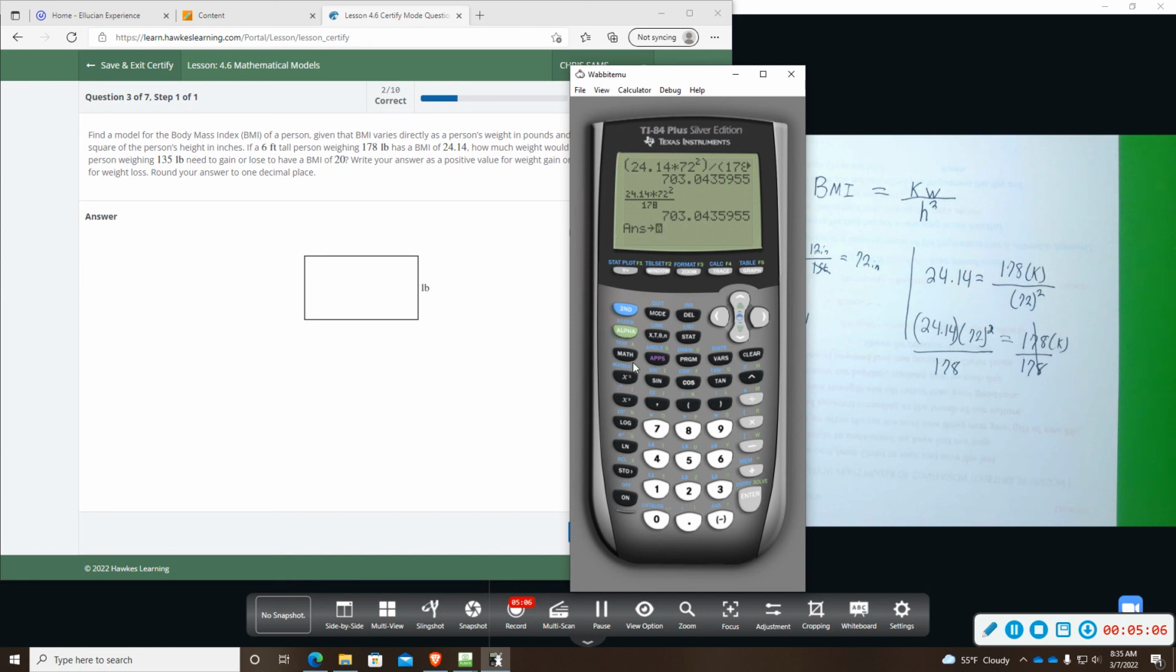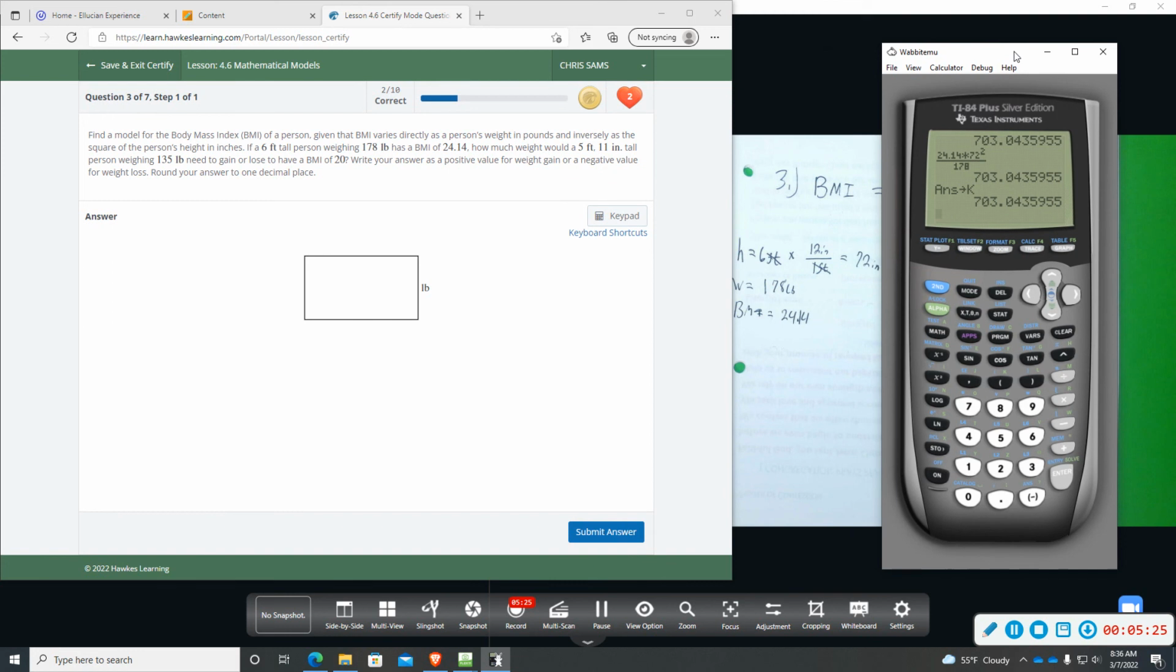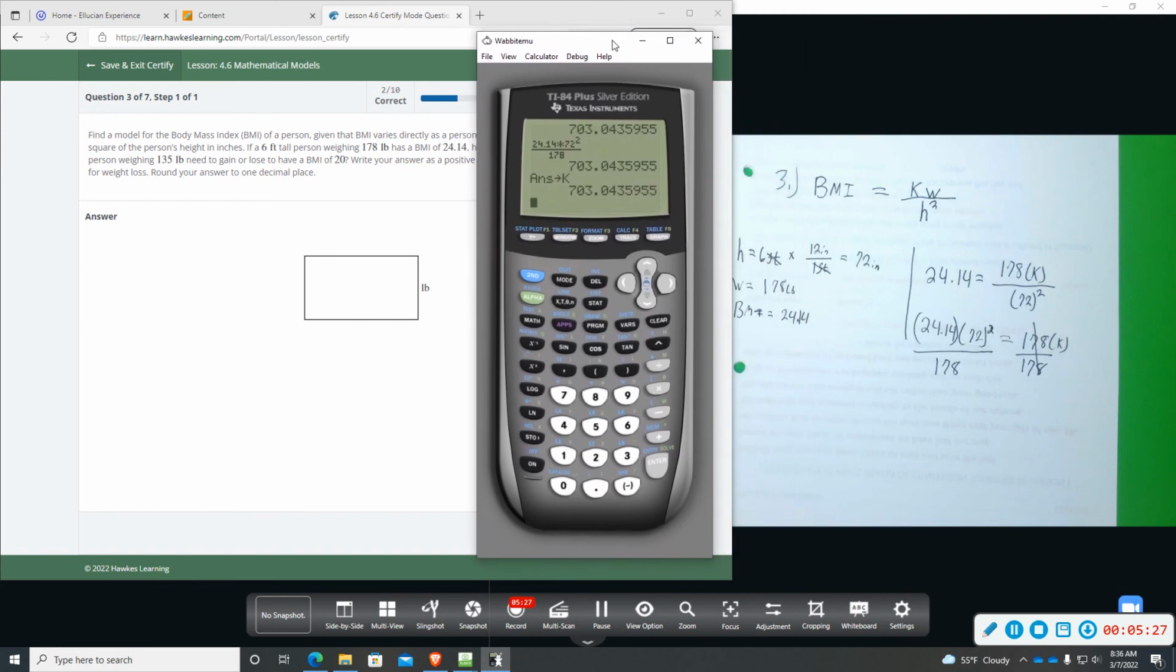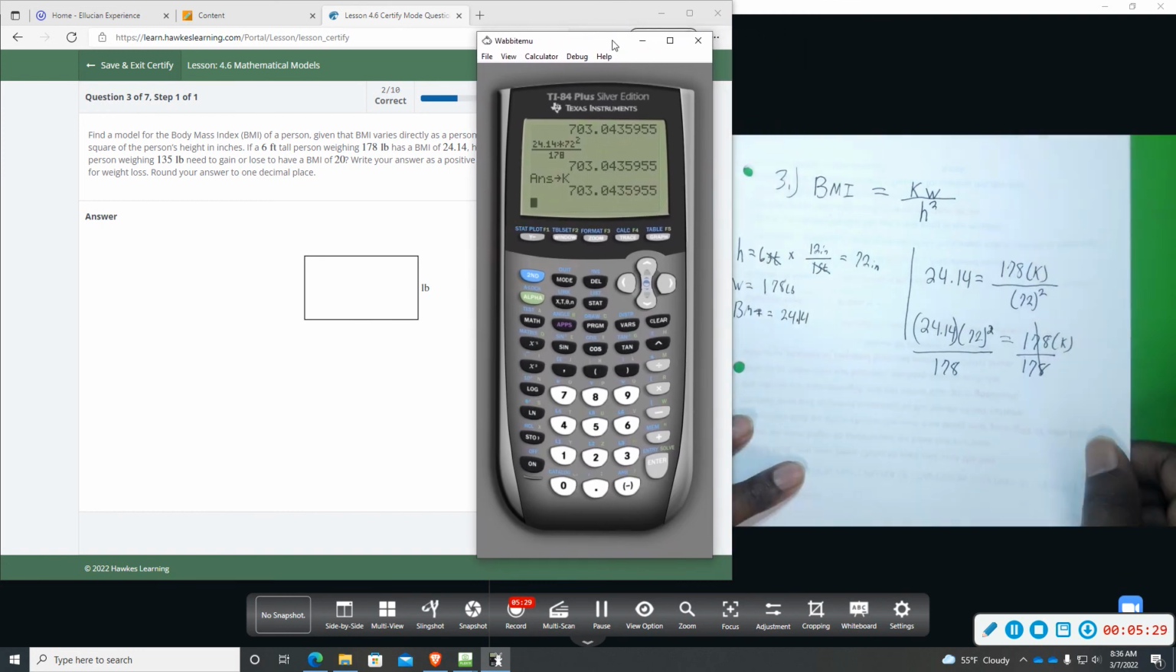The green button gives me access to these letters, and they go in alphabetical order: A, B, C. If you just go through the alphabet, K is right above the open parenthesis. So I'm telling it I want you to save this value 703 in K, okay? Or you can just type it all in. I'm a little lazy, or I want to work smarter, so I want to save that there.